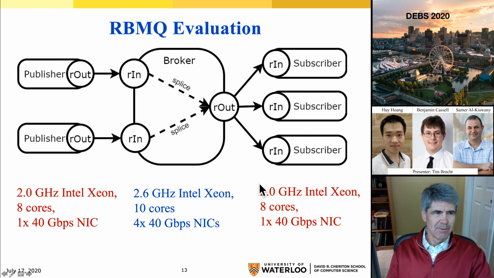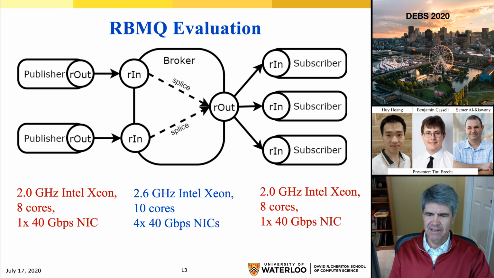To evaluate RBMQ, we run a broker on a single host, a 2.4 gigahertz Intel Xeon with 10 cores, which contains 4 40 gigabit network interface cards. Publishers and subscribers all use similar hosts that contain 8-core 2.0 gigahertz Intel Xeons and a single 40 gigabit per second NIC.